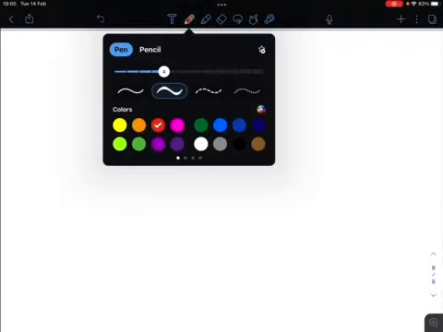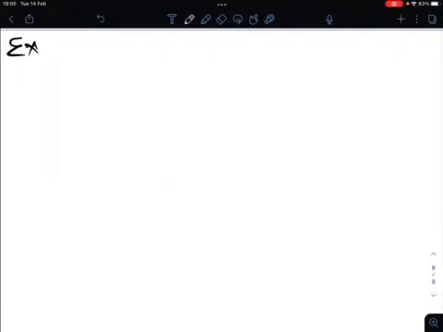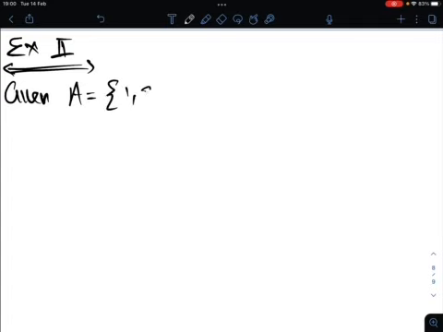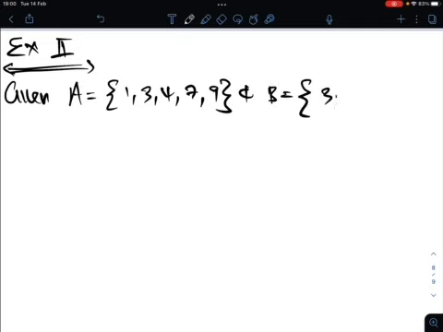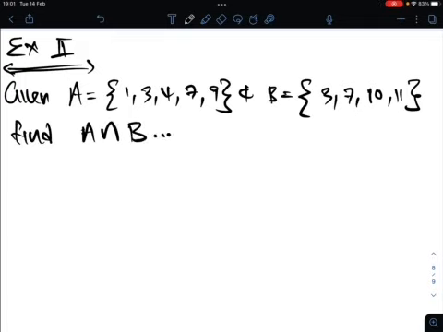So let's also do an example to see how one can work out the intersection. Given A, which is {1, 3, 4, 7, 9}, and B, the set which is {3, 7, 10, 11}, find A intersection B.